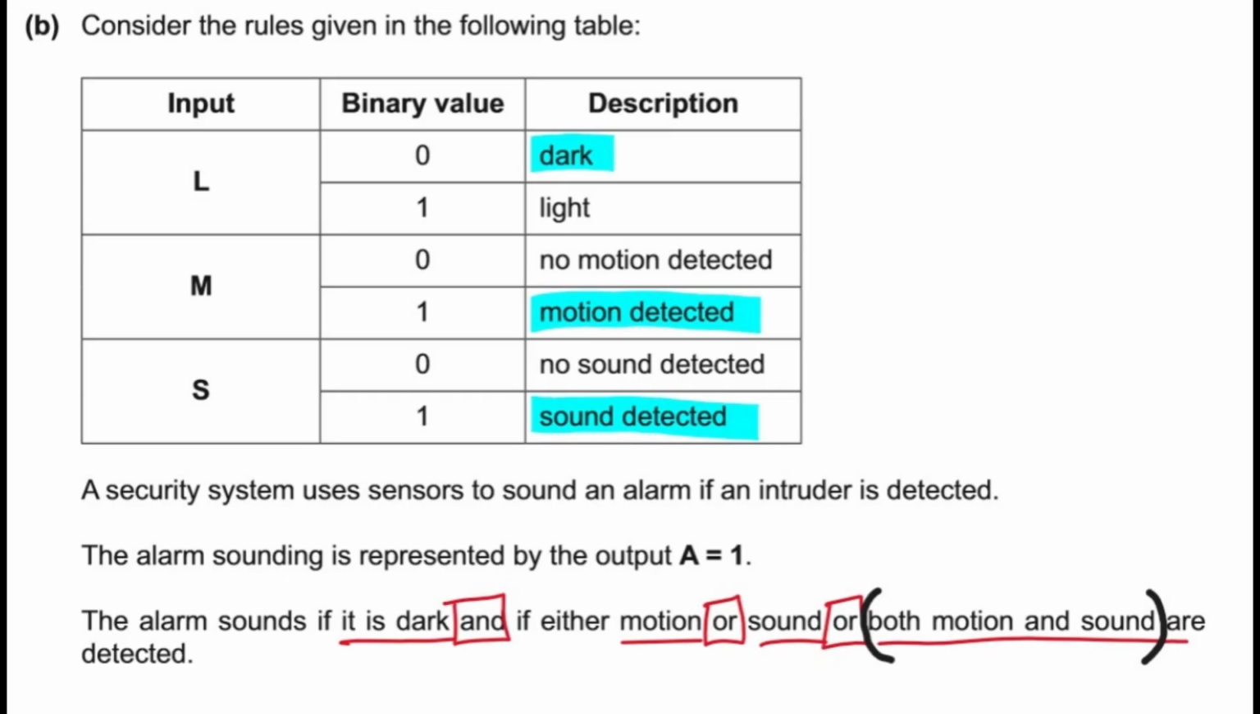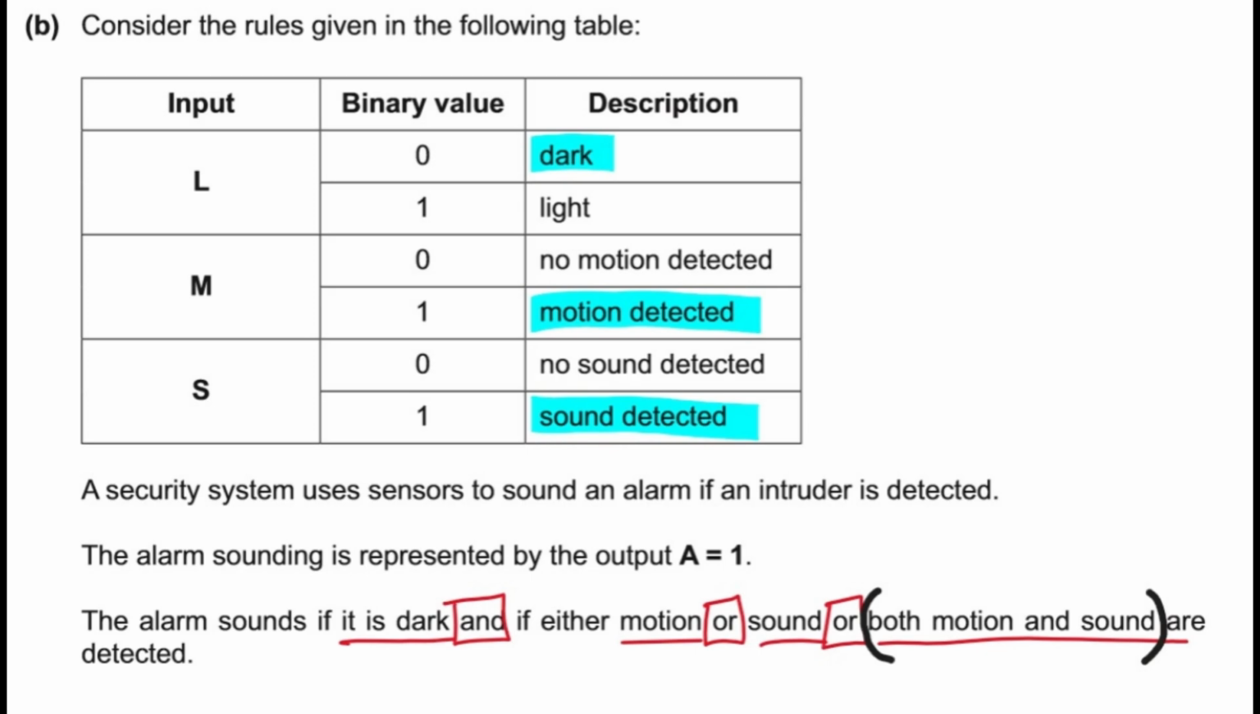Now part B, consider the rules given in the following table. A security system uses sensors to sound an alarm if an intruder is detected. The alarm sounding is represented by the output A equal to 1. The alarm sounds if it is dark. So here is the condition. The alarm sounds if it is dark.